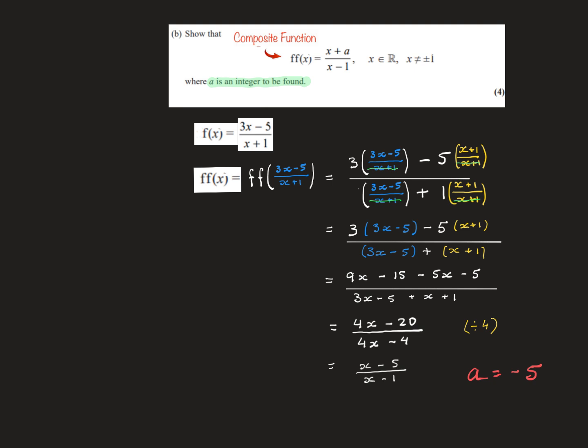If you're wondering why it says x cannot be plus or minus 1, definitely in here x cannot be 1, because this whole thing will be 0 and we cannot have it. Also, if you look at the original function, we've got x plus 1. If we made x equal to minus 1 over here, we would also not be able to have a function. It'll be undefined.